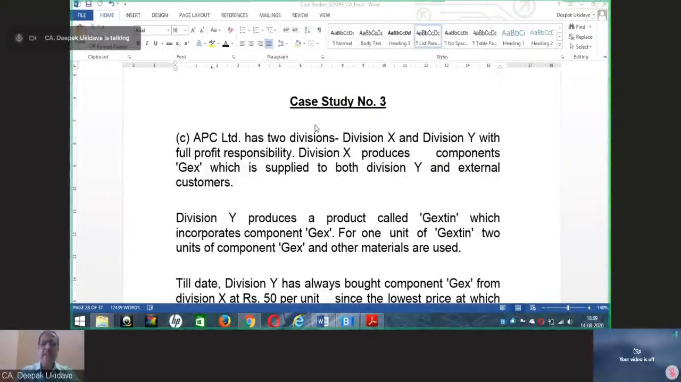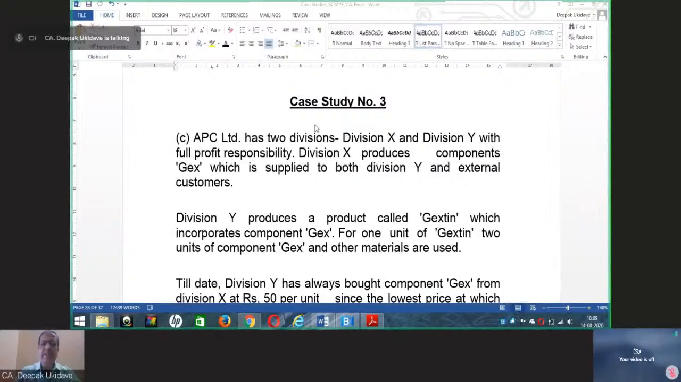And 1 unit of finished product requires 2 units of raw material. Till now, Division Y has been procuring this item from Division X only at 50 rupees, because in the market it was being supplied at 52. Now Division X has been supplying this component not only to Division Y but also to external customers. But now Division Y has received a proposal for supply of the same component at 47 rupees from the market.